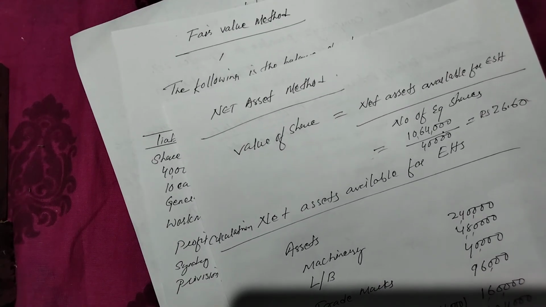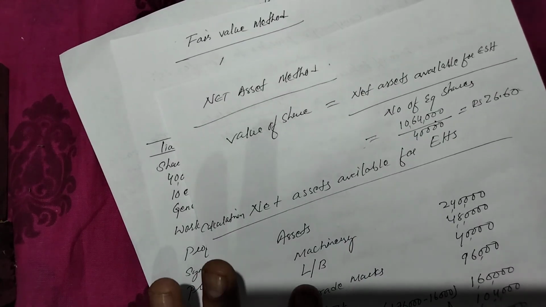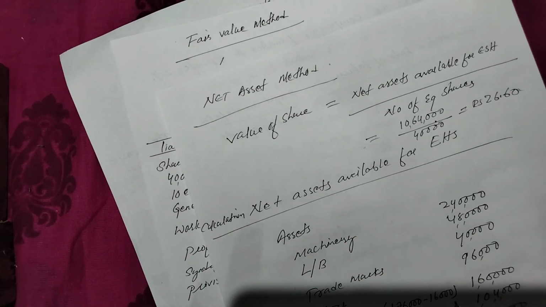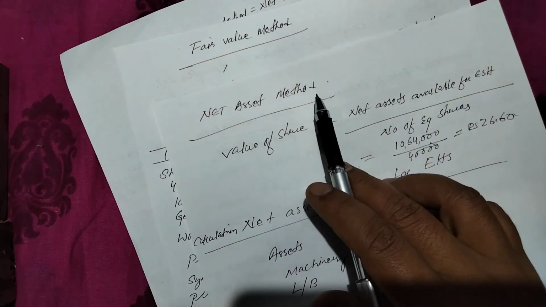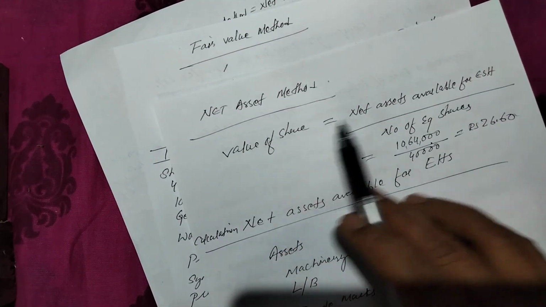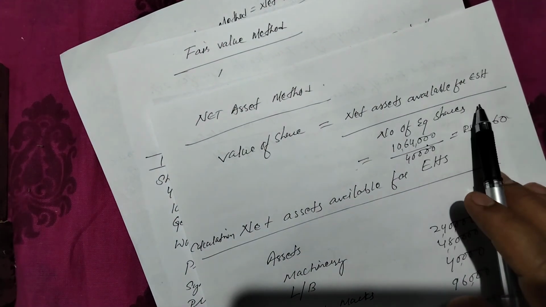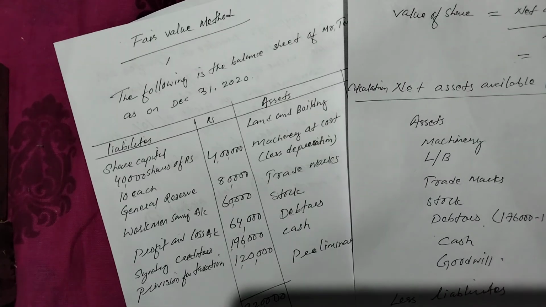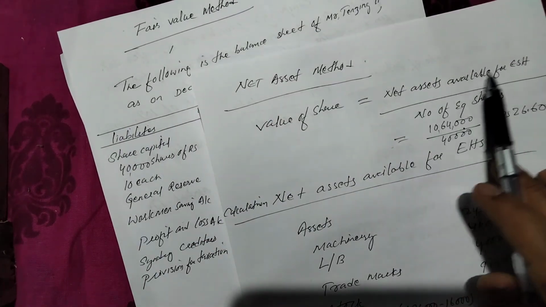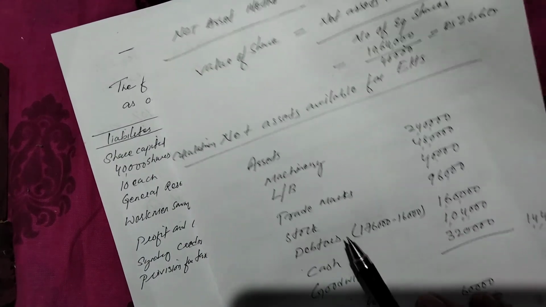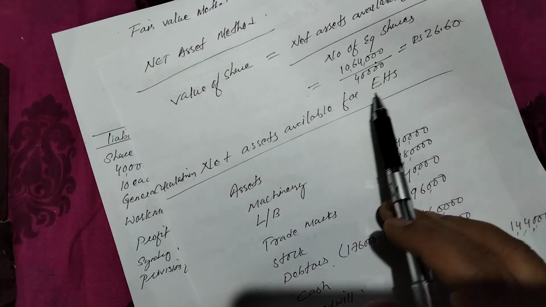So we are going to calculate the value of shares through, first, the net asset method, second, the yield method, and third, the fair value method. Net asset method, as you already know: value of share is net assets available for equity shareholders divided by the number of equity shares. The number of equity shares we have is 40,000. We just require the net assets available for equity shareholders. How are you going to calculate that?